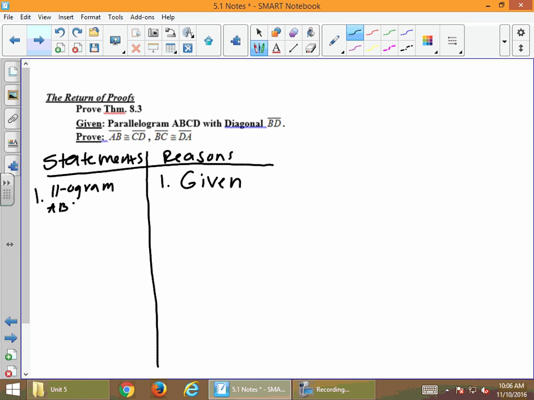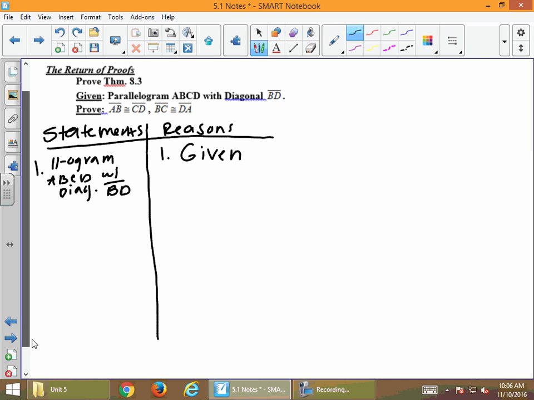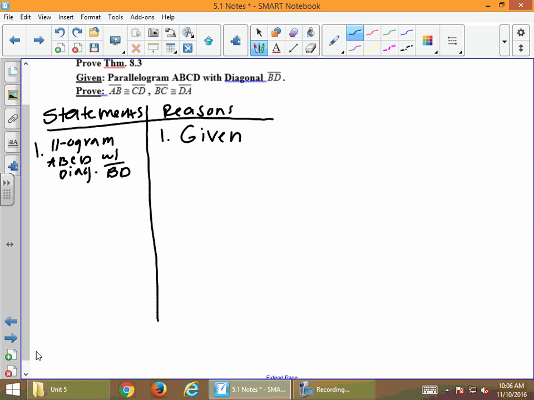A, B, C, D, with diagonal BD. Okay, what's our last statement going to be? What's our last statement going to go over? Yeah, AB is going to CD, and BC is going to be AD. What we're trying to prove. We just don't know what number it is.